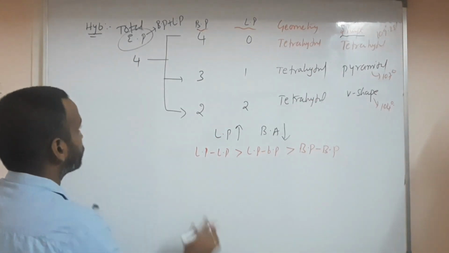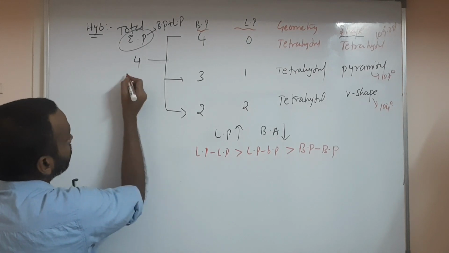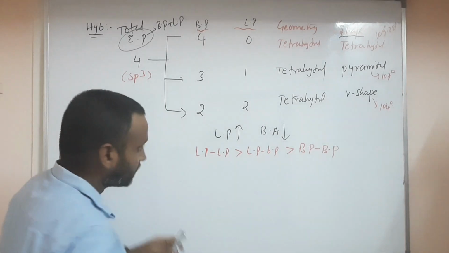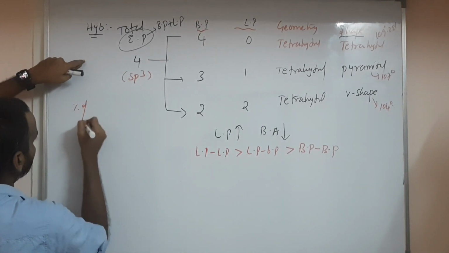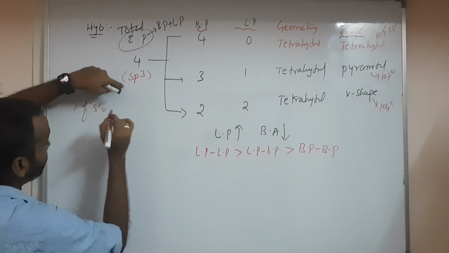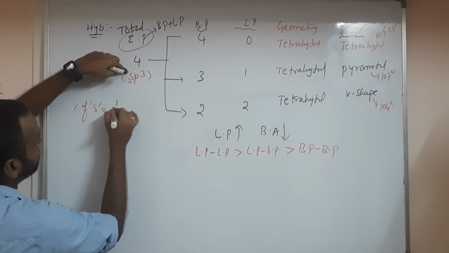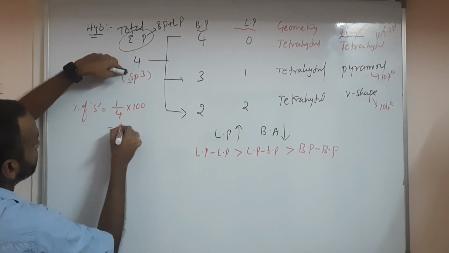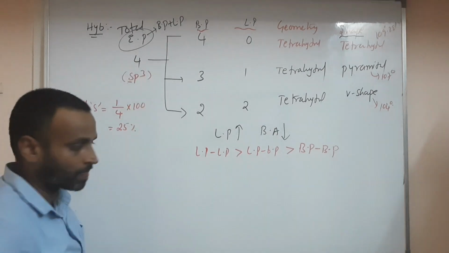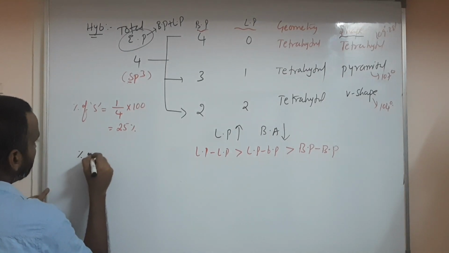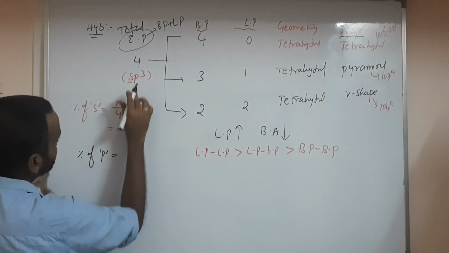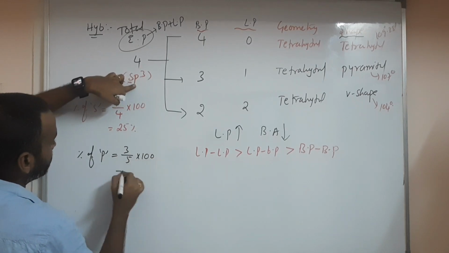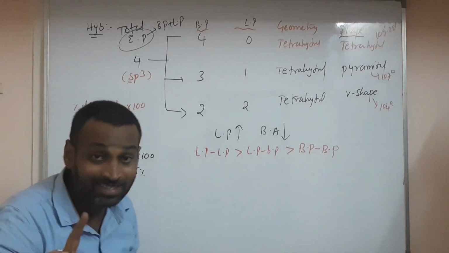Also remember, when total electron pairs are 4, the hybridization is sp3. I gave the percentage of s character because it is very important. S means only 1 is there. Total orbitals are 4, so 1 by 4 into 100, so percentage of s character is 25%. What is the percentage of p? There are 3 p orbitals, so 3 by 4 into 100, so it's 75%.